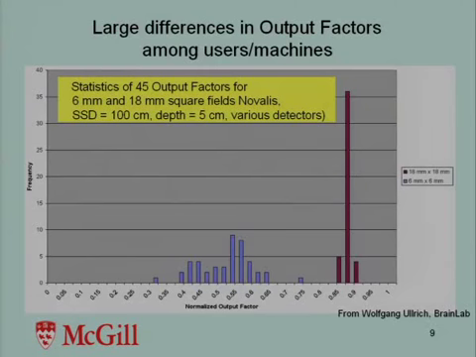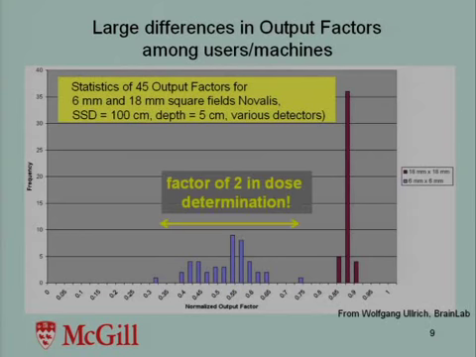Here's an example of a raw comparison of clinics that have a Novalis system and that were asked to just measure output factor as they saw fit, without specific recommendations on how to do so. And so there are 2 fields involved here, 18 millimeter and 6 millimeter fields. And this is a histogram of the results that the Brainlab company received. So there's about a factor of 2 in dose determination for the small field, showing the need for some guidance in how to do these kinds of measurements.